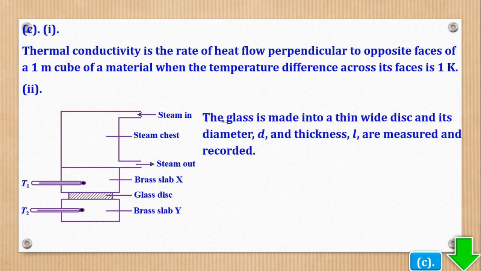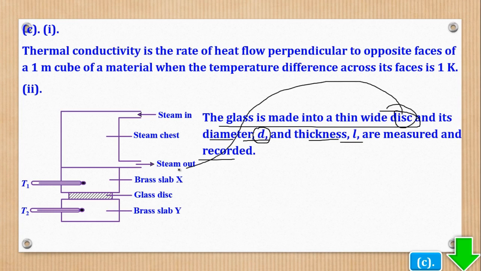So you come and say that the glass is made into a thin white disc, and its diameter D and thickness L are measured and recorded. So in this description, every parameter we are going to use has to be described. So now we know that D denotes diameter and L denotes thickness. And you realize that now the glass has been made in form of a disc, which is there.